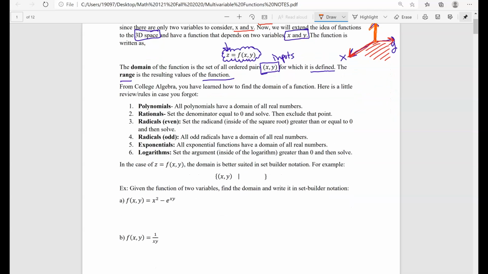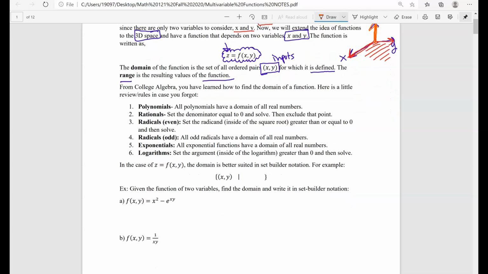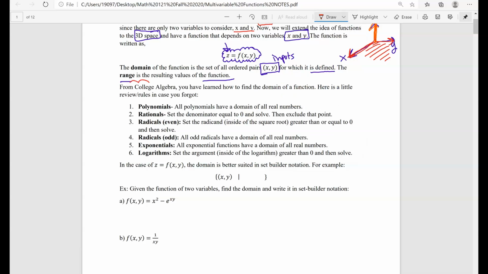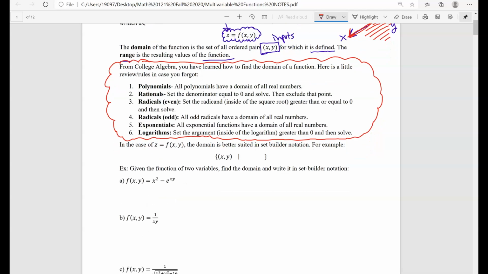So here I gave you a little bit of a review, just for you to remember. In college algebra, you learn a lot of different rules on how to find the domain of a function. So I'll let you read this on your own. We have these rules for polynomials, rationals, even radicals, odd radicals, exponentials, and logarithms. These are the functions and how you find their domain. So I'll let you read that on your own.